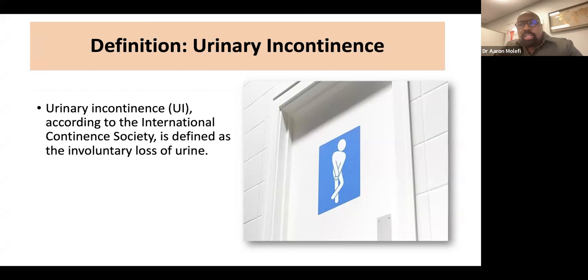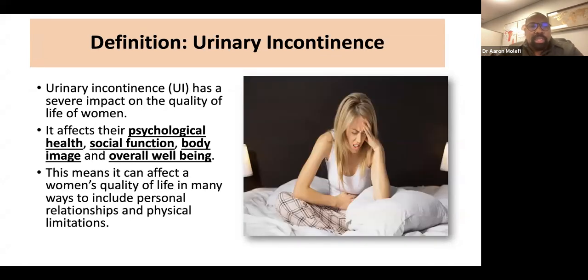So by definition, what is urinary incontinence? According to the International Continence Society, urinary incontinence is defined as the involuntary loss of urine. So that's how they define it according to the international standards. There are other issues that are actually associated with urinary incontinence.